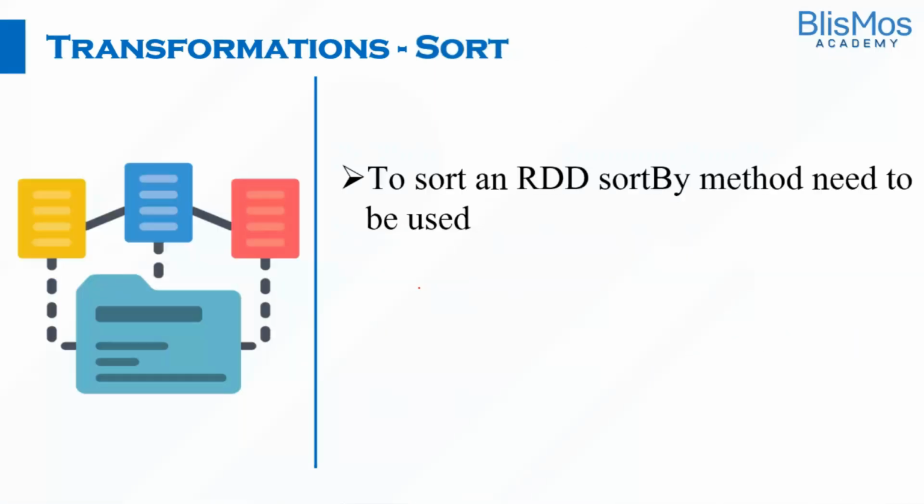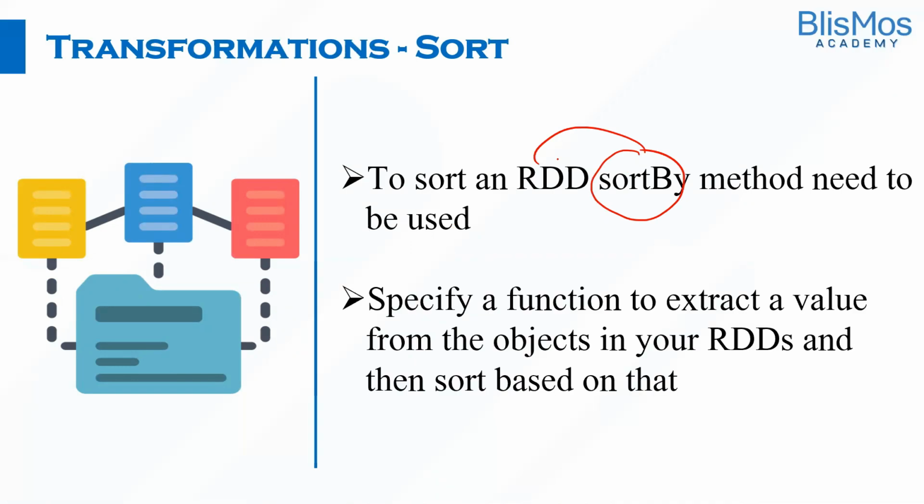Moving on, we have sort. Just like any other RDD operation, we can use sort by specifying a sortBy method on an RDD. It is almost like applying any other function we have seen so far. What it will do is extract a value from the objects in your RDD and sort based on that. For example, we have seen a words RDD which has a collection of words. In this case, when you say sort, it will sort the values maybe in alphabetical order.